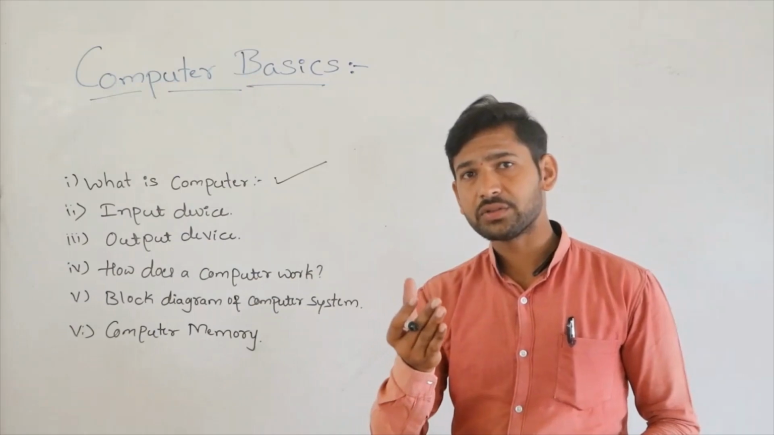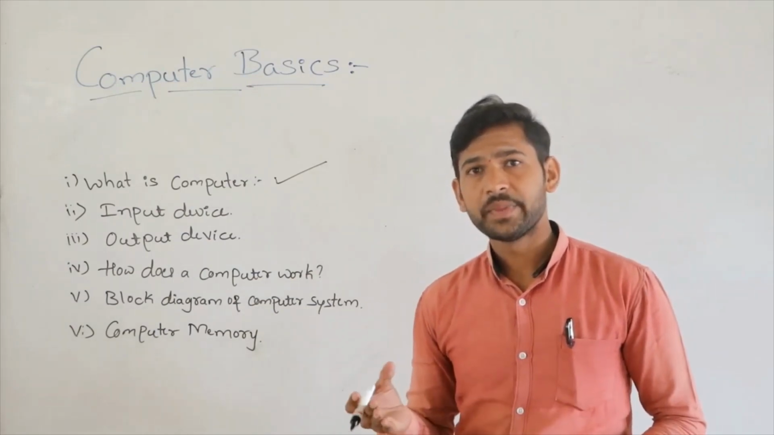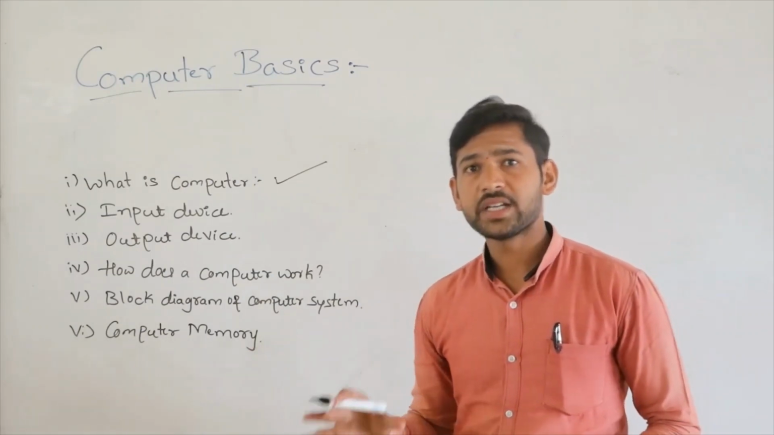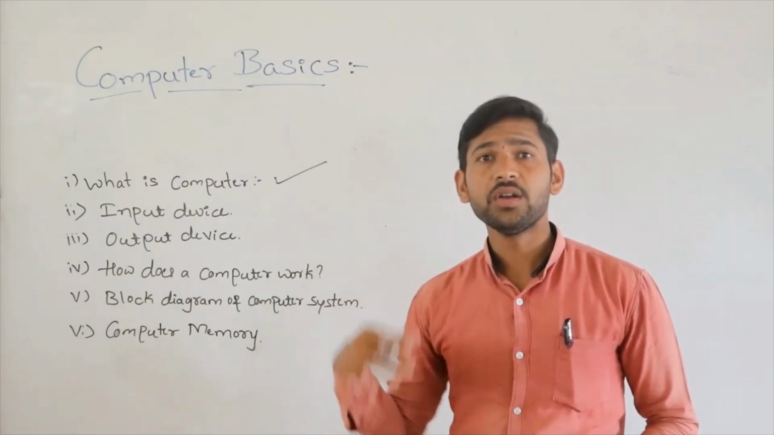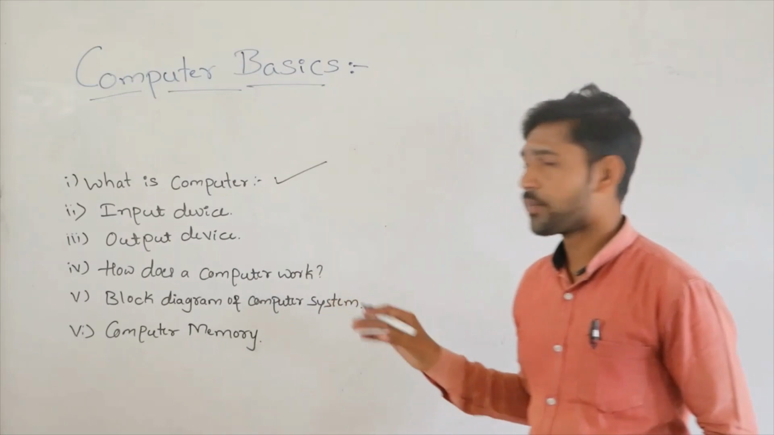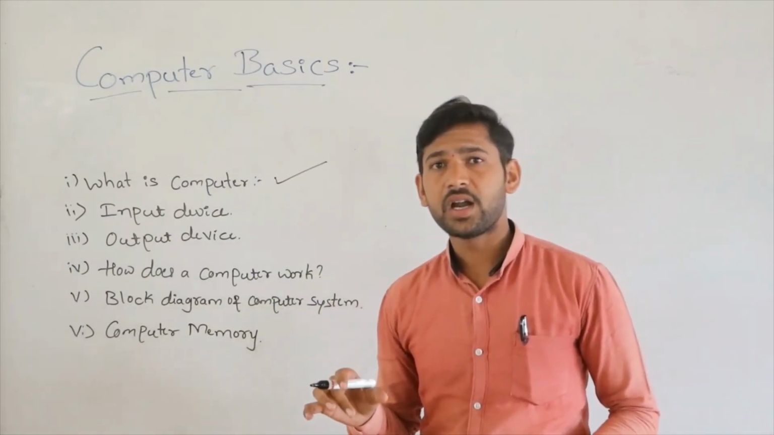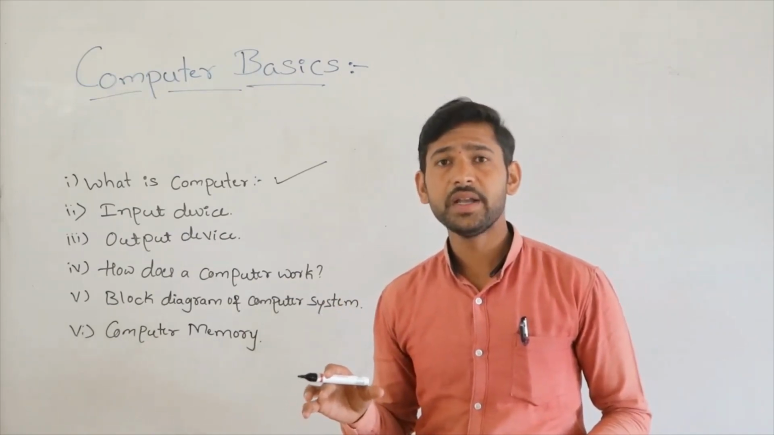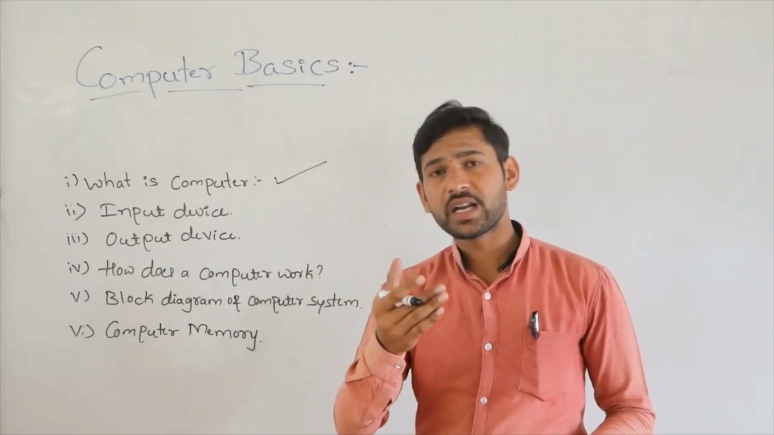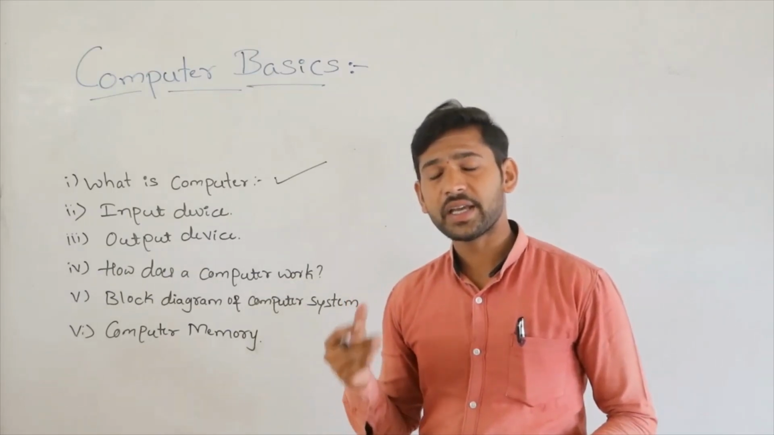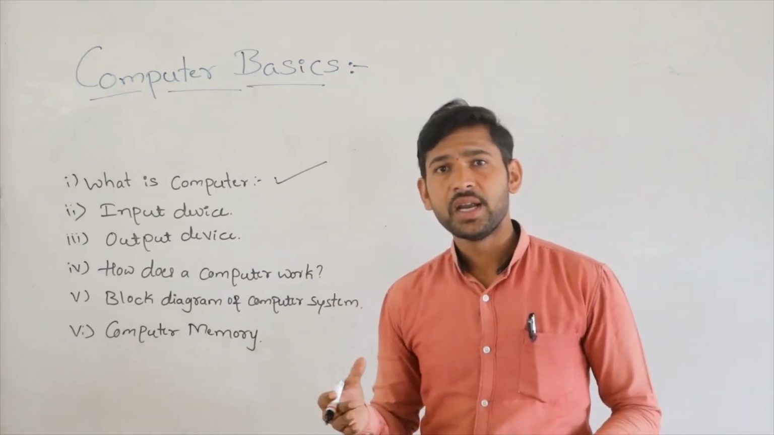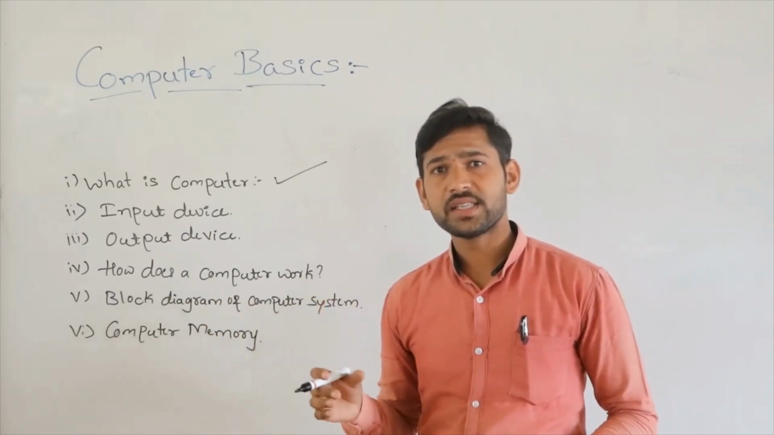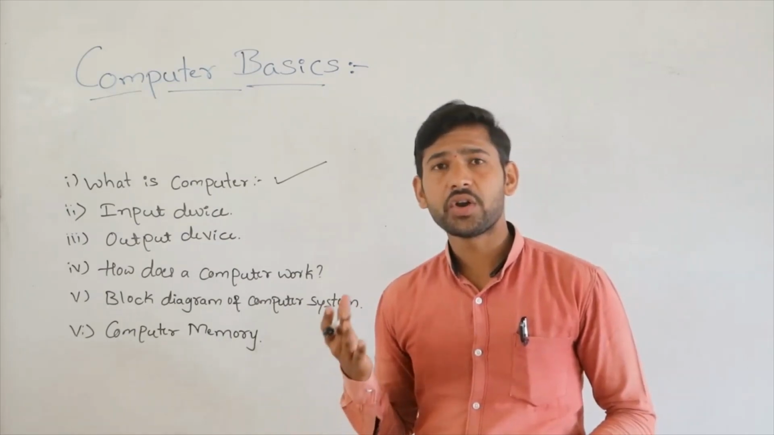A computer takes raw data through the input devices, processes the data in the processor (CPU), produces the output through the output devices, and stores the data in storage devices for future use. That is called a computer. You already know what a computer is.